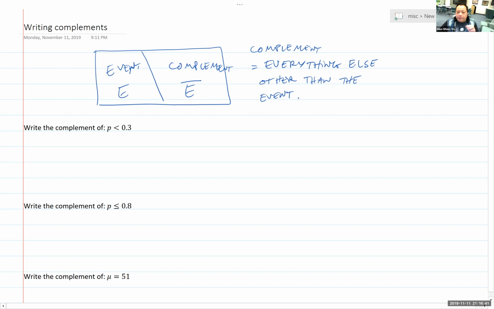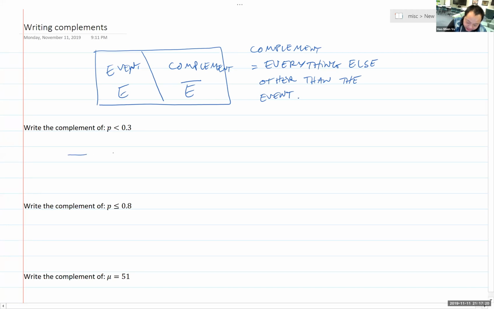One thing you may want to realize is that the complement is not the same as the opposite. The opposite of black is white, but the complement of black is every color that's not black. The opposite of white is black, but the complement of white is every color that's not white. So that's the idea of complement. Let's take a look at this problem, for example. Write the complement of the statement that says P is less than 0.3.